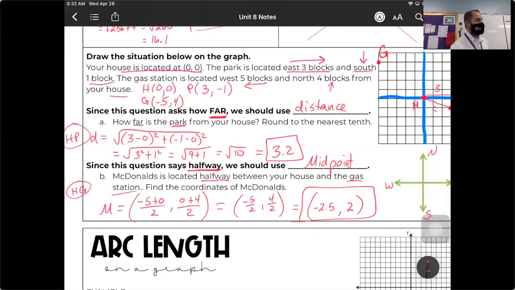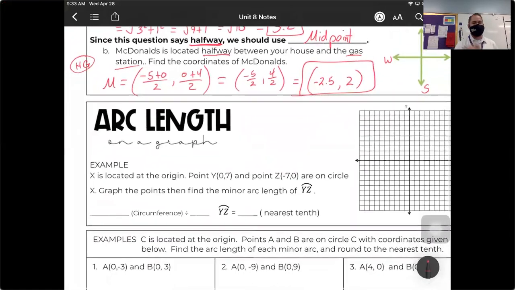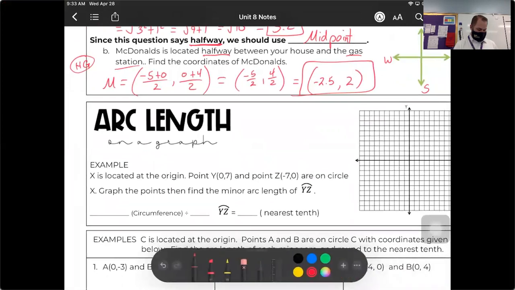Okay. There is one final part to this lesson. We're going to talk about arc length. Arc length is something that we've done in the past from circles, but I'm going to show you an easier way to do it for just these types of problems. This was how we did arc length in the past.